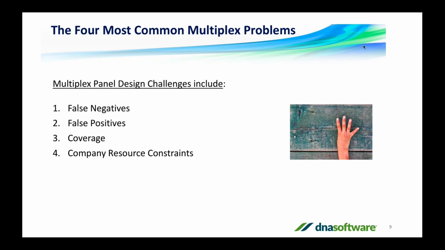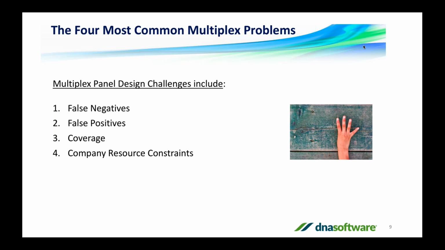The third problem is the problem of coverage. This has to do with if you have a lot of different variants of a target of interest, or if you have many different targets that you're trying to multiplex. How do you know that you can detect all of those different targets at the same time? So the first three topics really are technical in nature. The last topic about company resource constraints is more physical. We'll cover that when we get to it.